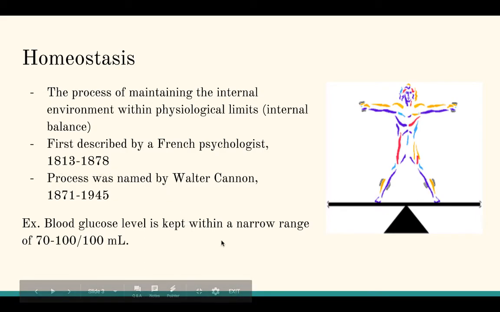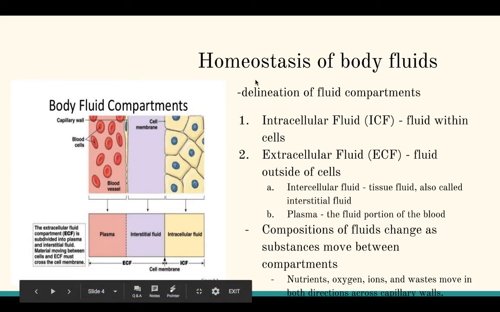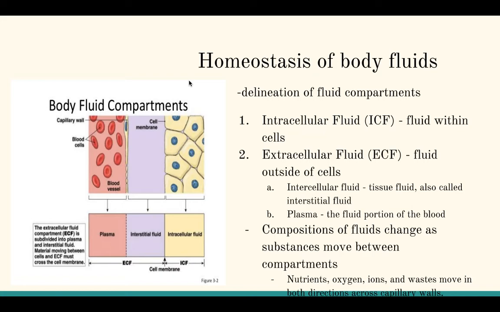An example of homeostasis is how your body will maintain your blood glucose level within a very narrow range of 70 to 100 grams per 100 milliliter. All right, and there are many other body processes that are maintained through homeostasis as well. Homeostasis of your body fluids is really important because remember when we talked about this with the Dr. Oz quiz, we talked about how important it is to have enough body fluid floating around in your system.